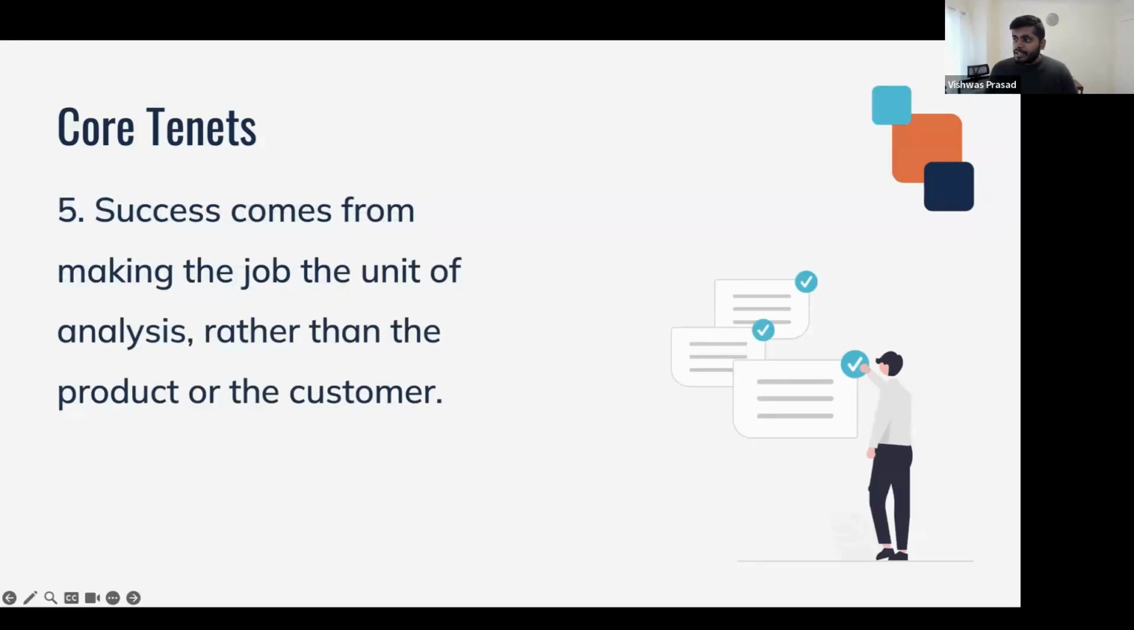If we look at the next one, success comes from making the job a unit of analysis rather than the product or the customer, right? This emphasizes that to achieve success, businesses and founders like us should focus on understanding and analyzing the job that the customers are trying to get done rather than the products they use or the customers themselves. By making the job the unit of analysis, companies can uncover deeper insights into customer needs and motivations. This will potentially lead to effective and innovative solutions, right?